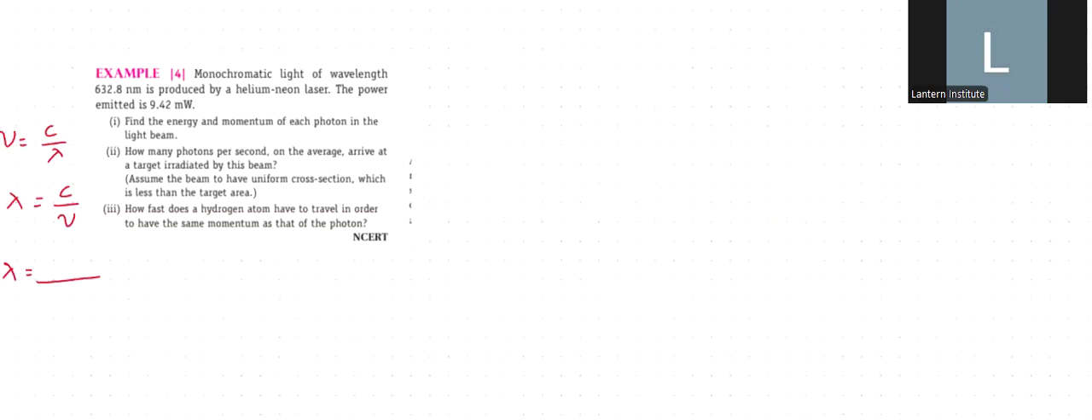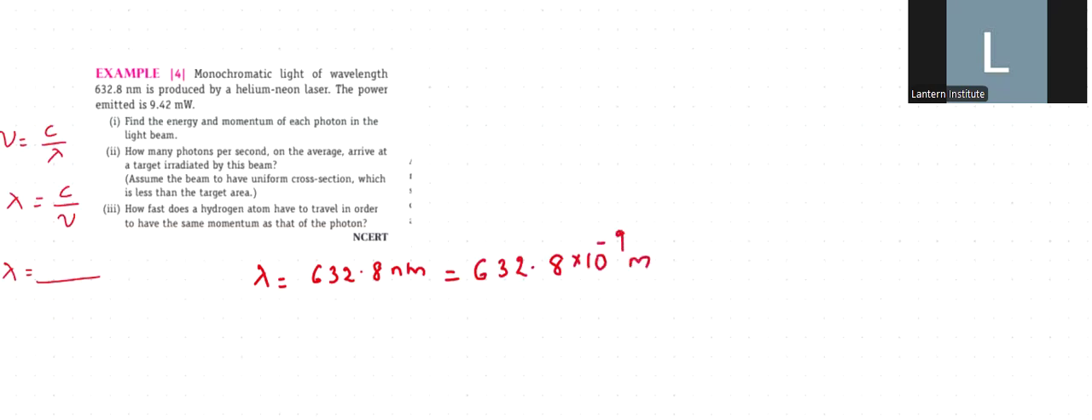So, next question. A monochromatic light of wavelength 632.8 nanometer is produced by a helium neon laser. The power emitted is 9.42 milliwatt. So there is a helium neon laser, and the monochromatic light coming from it has a wavelength lambda equal to 632.8 nanometer. That is equal to 632.8 into 10 to the power minus 9 meter. You have to convert it into SI.